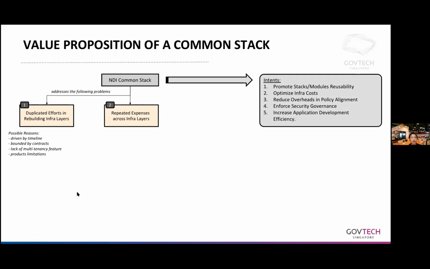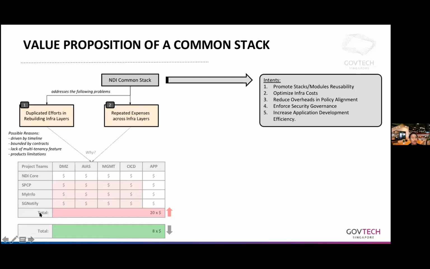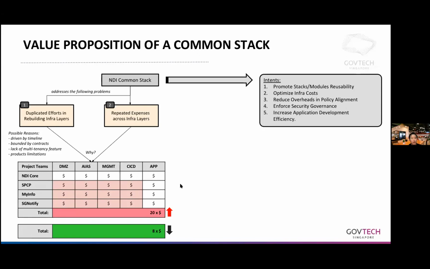In every project development, there's a tendency to spend effort on their own infra needs. Possible reasons could be driven by timeline, bound by contract, lack of multi-tenancy in other projects so you can't really reuse it, or product limitation. If you look at the table highlighted in red, these are illustrations of effort and expenses we can save by just building it once for all projects to share and consume.